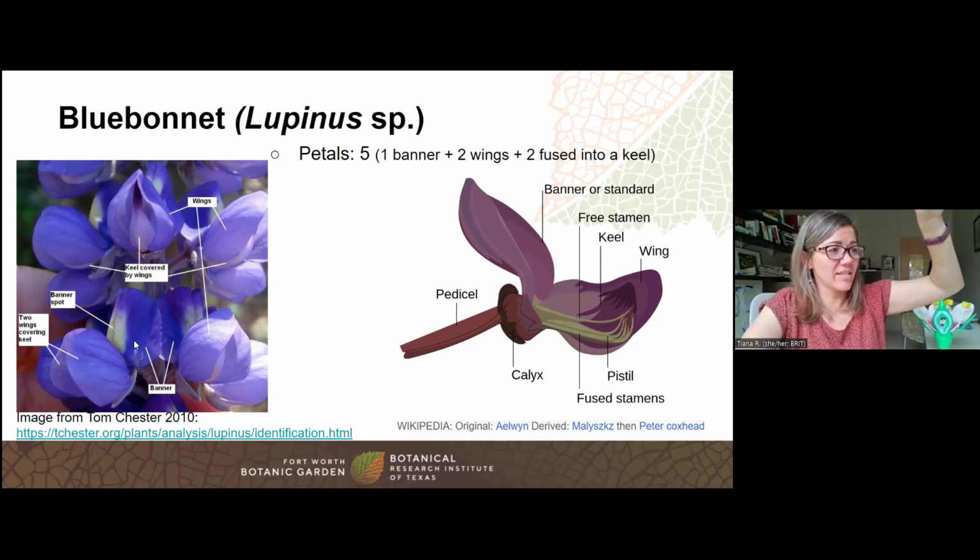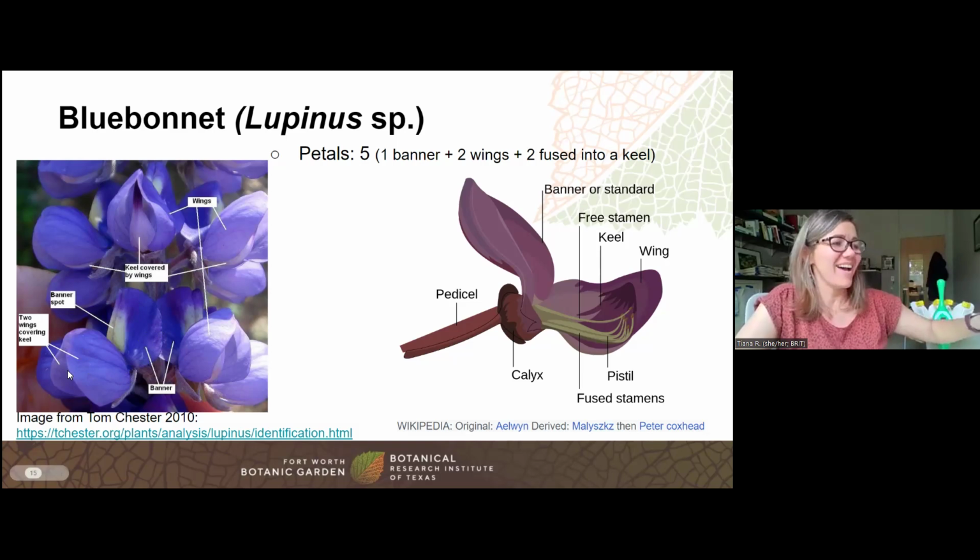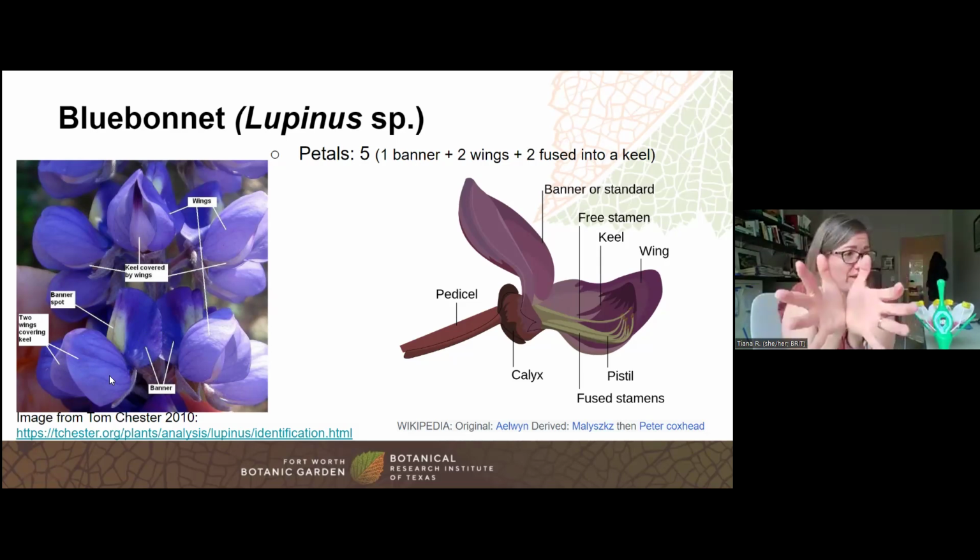And in this case, identified here, you can see it's got a white spot. So you can call that the banner spot. So that's your banner. So that's one petal. Then I'm looking at the leftmost corner, bottom left corner of this photograph. Then you've got the two wings. So they're just like this, two wings. So you've got your banner, and then you've got your two wings, right?